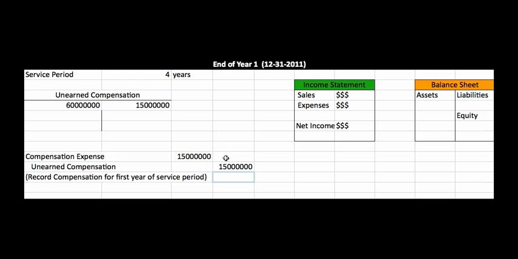Now this is the same transaction I would make over the next 3 accounting periods at the end of the year to show that portion of the compensation expense that's supposedly being awarded for that corresponding year. So this same entry would be made over and over again until the vesting period or service period of this contract has expired.